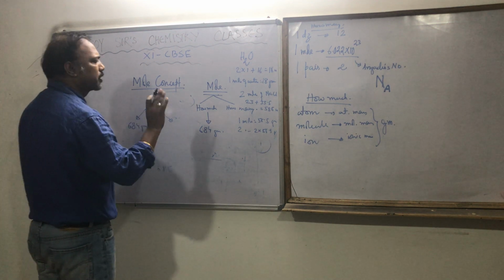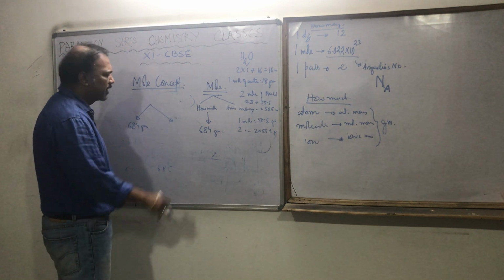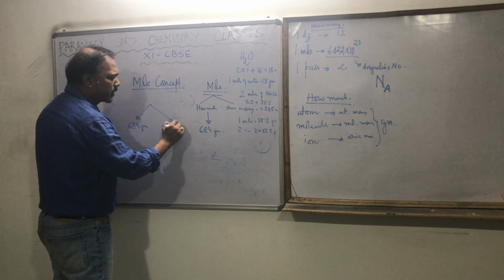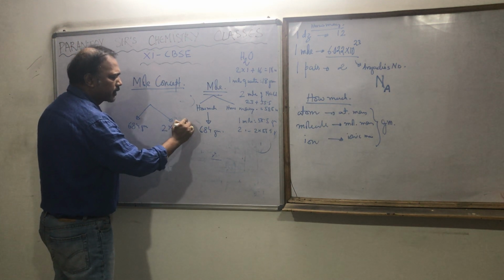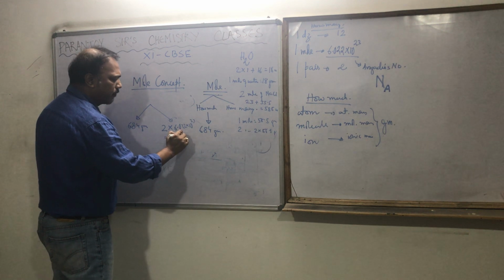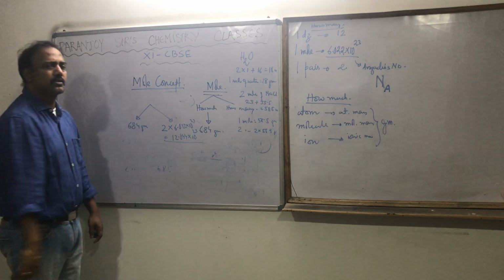Obviously you know that you brought 2 moles of sugar molecules, as you had calculated. You know the mole concept. So how many sugar molecules did you bring? 2 into 6.022 into 10 to the power 23. So that is equal to, you can write, 12.044 into 10 to the power 23. This many sugar molecules did you bring.